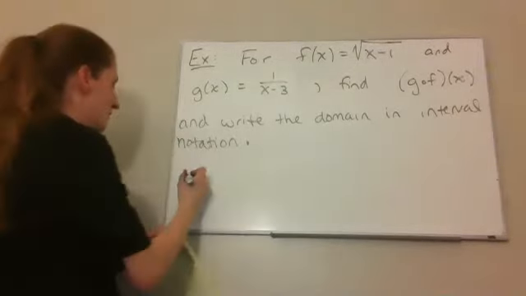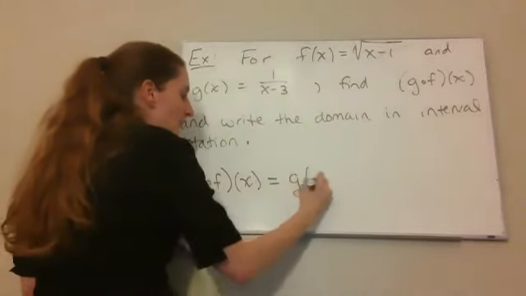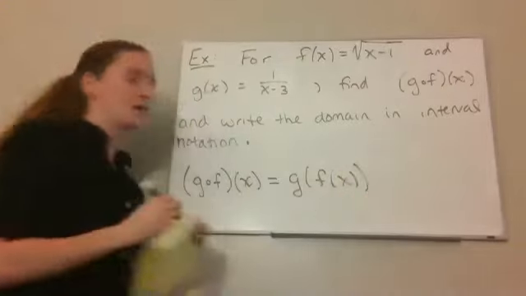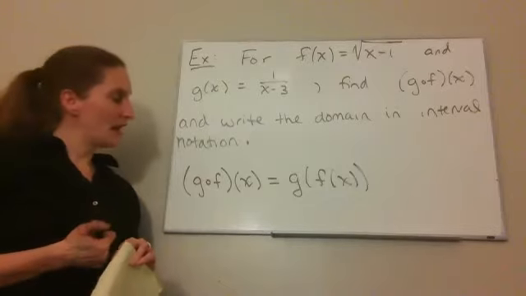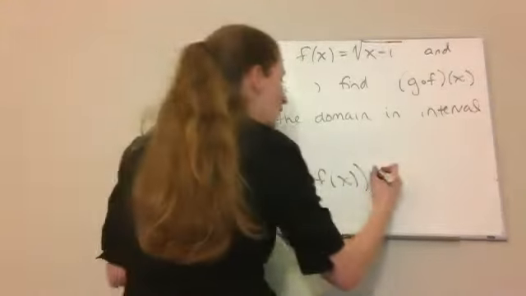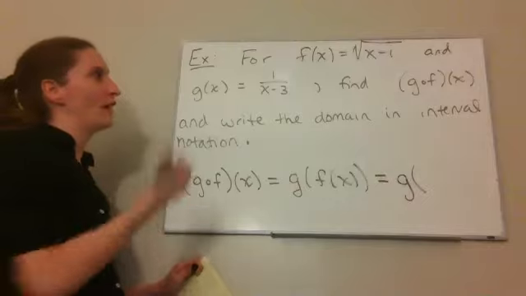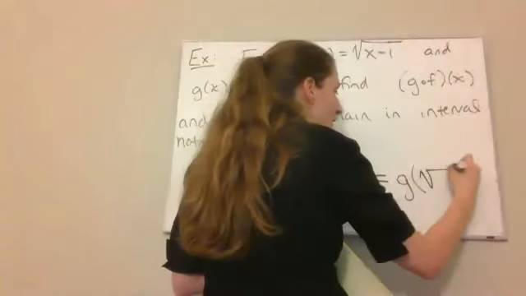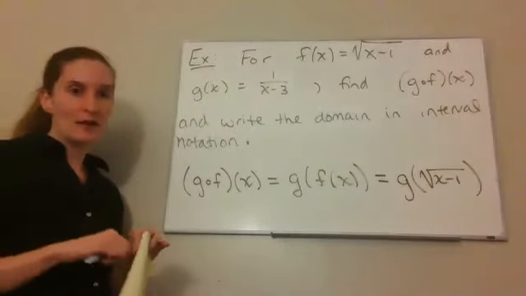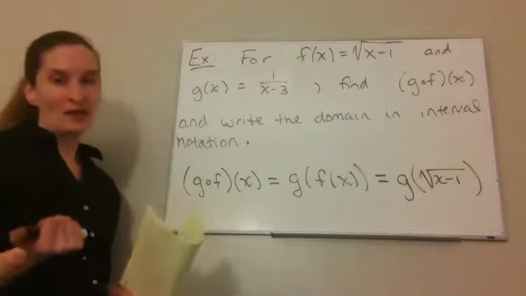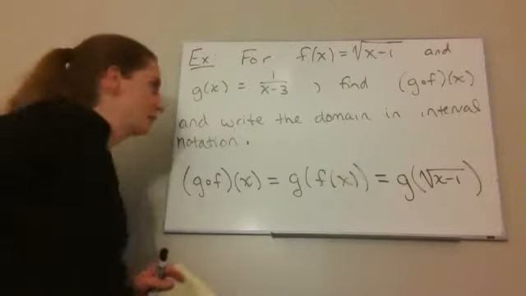So the function g of f of x, rewrite it using our definition. This is saying we're going to take the function f and plug it into the function g. So what I like to do is, from here, I replace f of x with what f of x is equal to. F of x is the square root of x minus 1. So we're trying to find g of the square root of x minus 1. And what does that mean? That means we need to replace every single x in our function g with a square root of x minus 1.